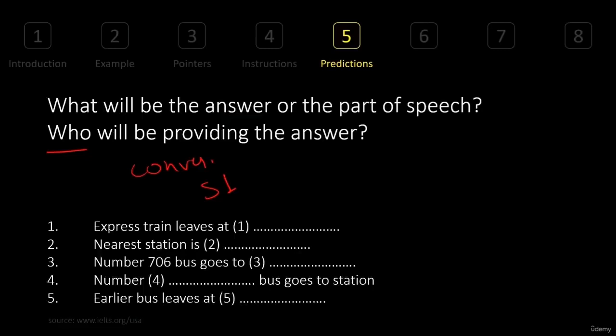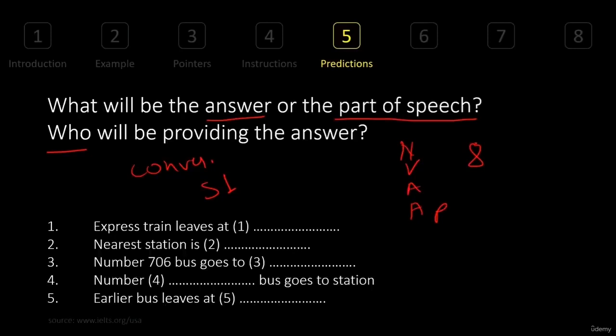Second thing, what will be the answer? Just a guess, or you can guess the part of speech. Now, what are these parts of speech? I think you know what part of speech is. If you don't know in detail, please go through the grammar video. The first video itself will help you with what the parts of speech are in detail. So we have nouns, verbs, adverbs, adjectives, pronouns. You must be knowing these, okay? If you don't, as I said, go to the video.